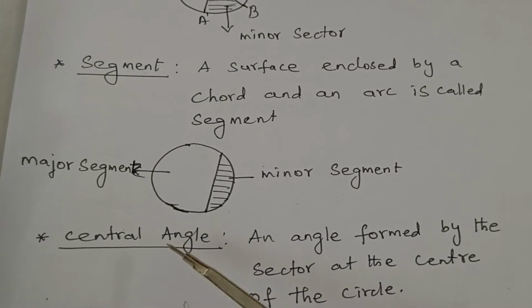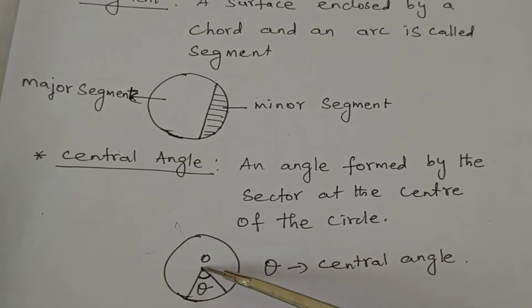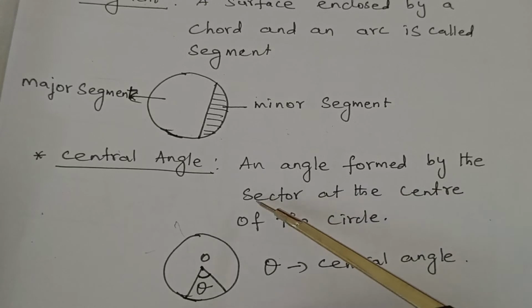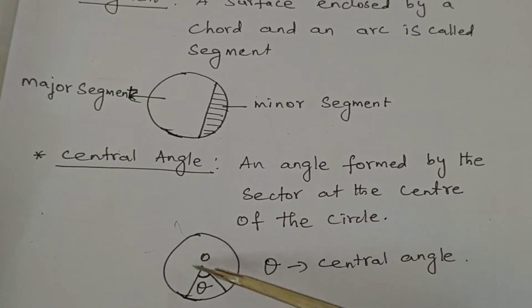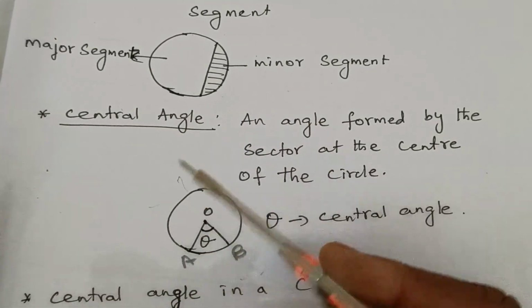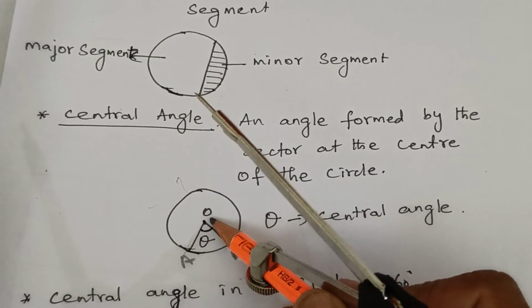Now coming to central angle. What is the central angle? The angle formed at the center of the circle. An angle formed by the sector at the center of the circle. What is a sector? That is joining two radii at the center. This is one radius, this is one radius. Let us name them OA and OB. So OA is one radius, OB is one radius.